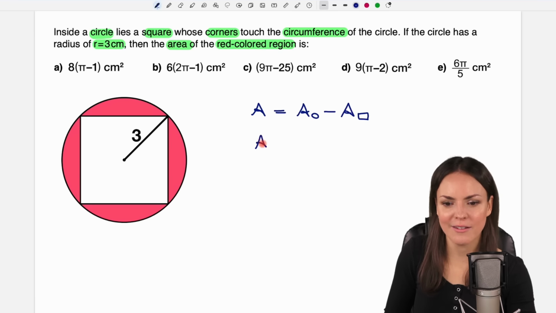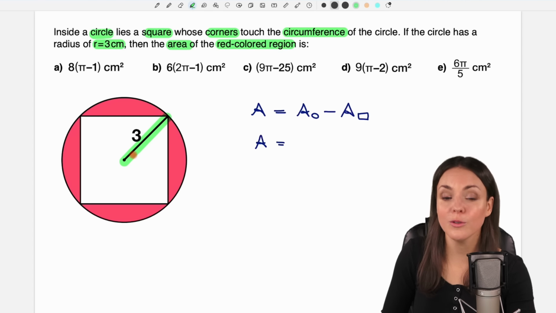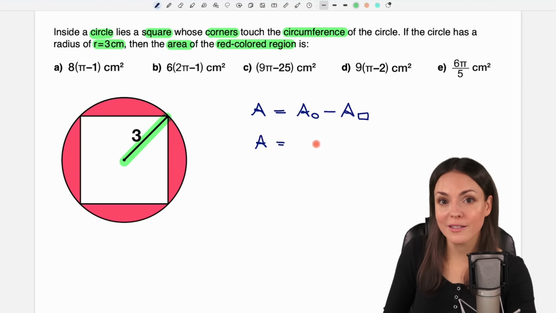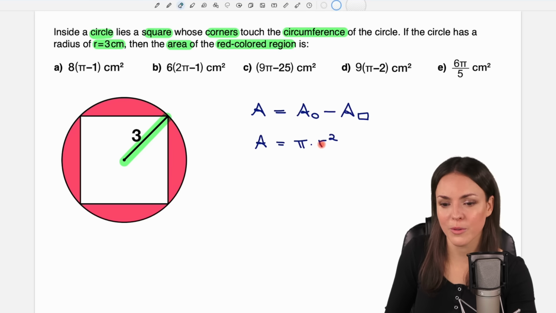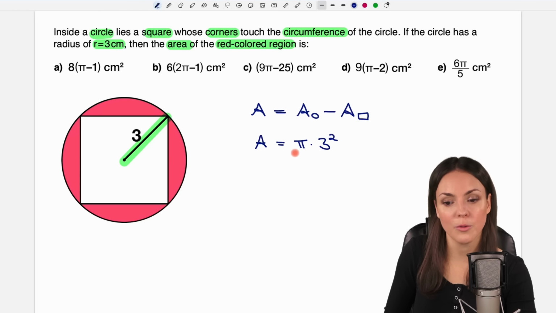So we first have to find the area of the circle. For this, we only need the radius of our circle. We have that. The formula for the area of a circle is pi times the radius squared. So the radius is 3 in our case. We put that in here, and we've already found the first part. Now we have to subtract the area of the square.